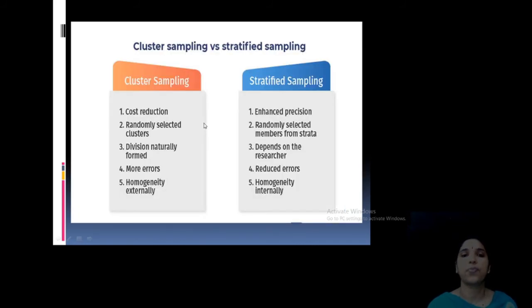Okay. Cluster sampling and stratified sampling compared. Cost reduction and enhanced precision are required. In cluster sampling, clusters are randomly selected; in stratified sampling, selection is from strata. We divide into strata based on some criteria, and from that you will select. The division in clusters is naturally formed; we are not making it, but naturally the division is there. In strata it depends on the researcher. In clusters more error will be there; in stratified, less error. Homogeneity externally, homogeneity internally. Okay. That is the fundamental difference.